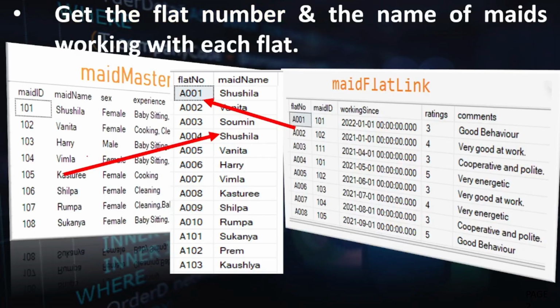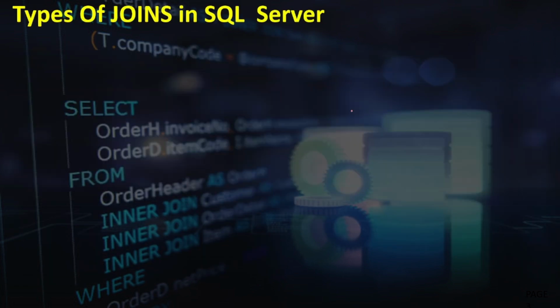So made ID is something which is available in both. Here is also the made ID, and here also we have made ID. So I am going to join these two tables based on this made ID, and I am pulling the columns of my interest. Make sense? So this is how join works.